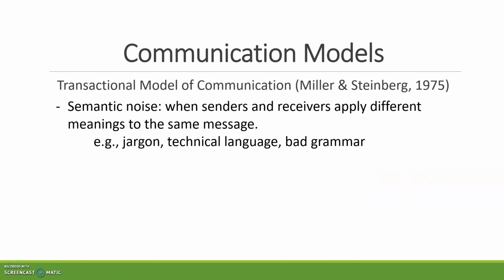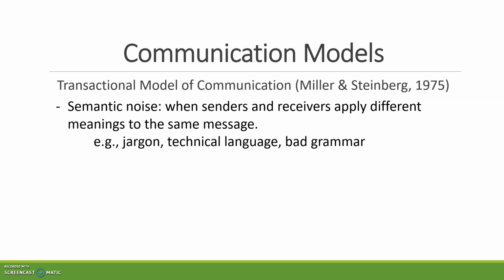Okay, so the last one is something called semantic noise. That is something about the text or the message being delivered. It has nothing to do with the message sender or receiver or the environment. Semantic noise applies when the message senders and receivers apply different meanings to the same message. For example, I am using some jargon, some technical language, and you cannot understand it. We are having semantic noise because for the same symbol, we are giving different meanings, right?